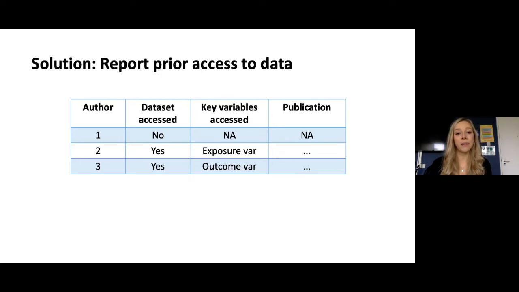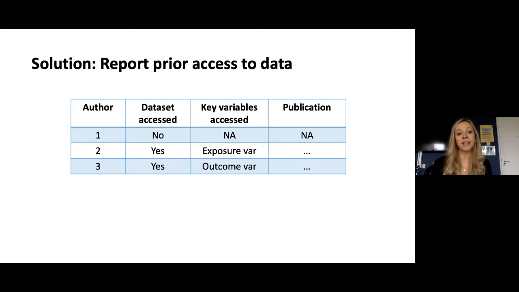And this information can be provided through self-certification, which obviously does rely on trust that the researchers are being honest. But other more objective ways to provide this data could be through a letter from an independent gatekeeper, such as a data manager, explaining which of the authors have accessed the data set previously and when and which variables they might have accessed.